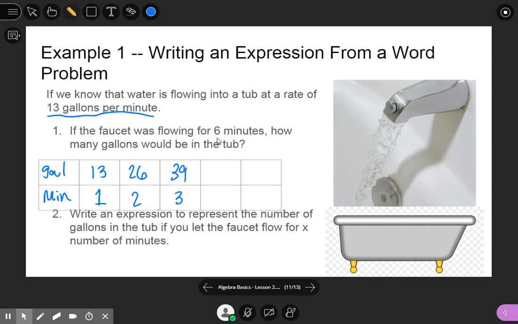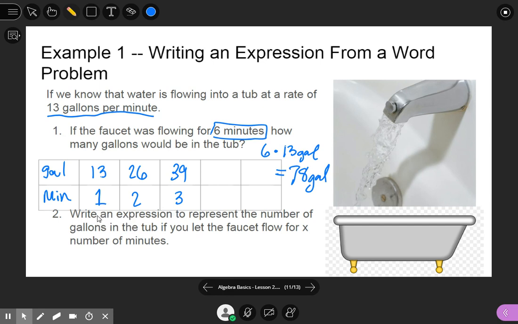Or instead, we could just take 6 minutes, and if this is 13 gallons per minute, then we could multiply 6 minutes by 13 gallons, right? Because it's 13 gallons per minute. Instead of scaling this table up, we could just multiply 13 by 6, and it looks like we're going to get 78 gallons in there after 6 minutes. That's flowing pretty fast then. 6 minutes, yeah, that's probably about right for a bathtub.